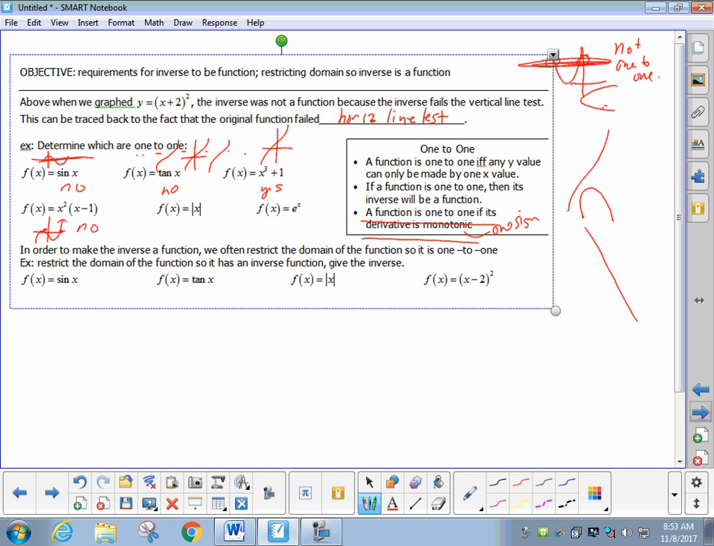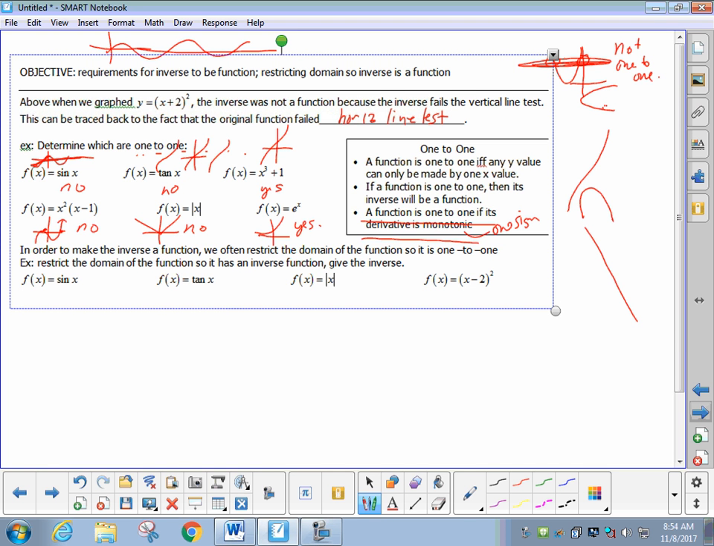What about the absolute value of x? No. It fails the horizontal line test, so the inverse would fail the vertical line test. And what about e to the x? Yes, that's a yes. Okay? All right. Now, it is sometimes the case that you get one of these no cases and you want it to be a yes. Well, the only way you're going to make it one-to-one is if instead of allowing sine to go forever, you say, you know what, I'm only going to let you do this much of the graph so that it passes the horizontal line test.